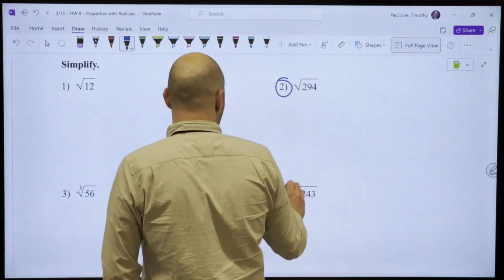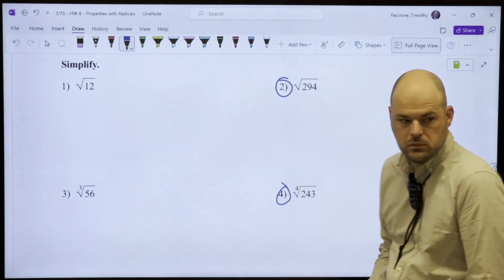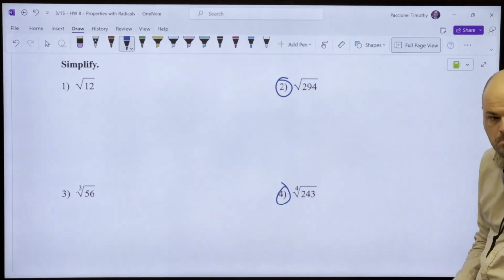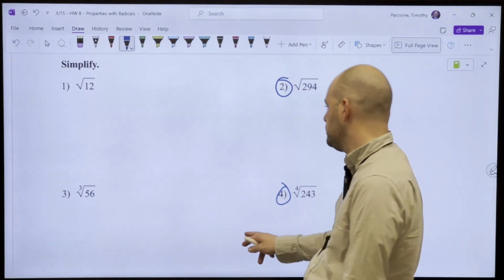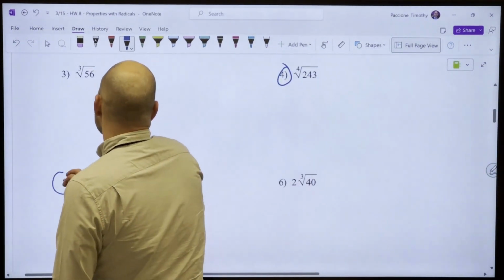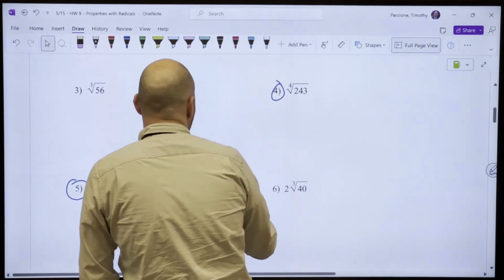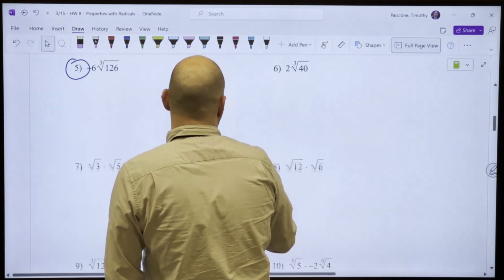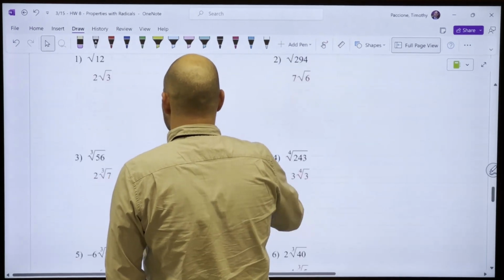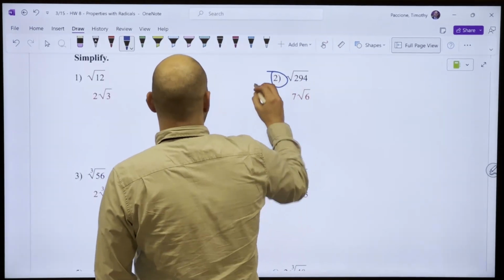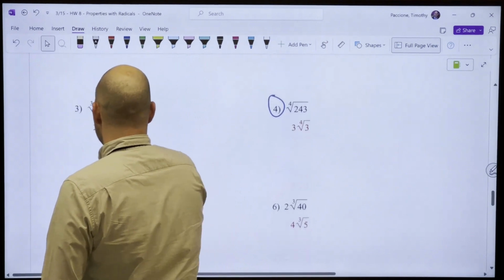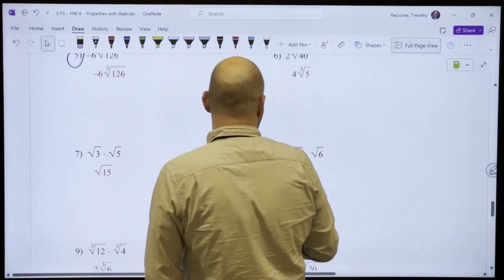2, 4. Okay. 5. Say again. 10. 2, 4, 5, 10. Actually, I'm going to do the answer key. Make it easier. 2, 4, 5, 10.